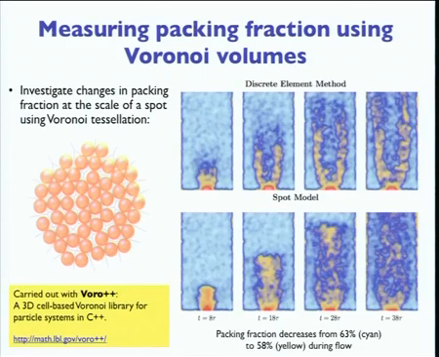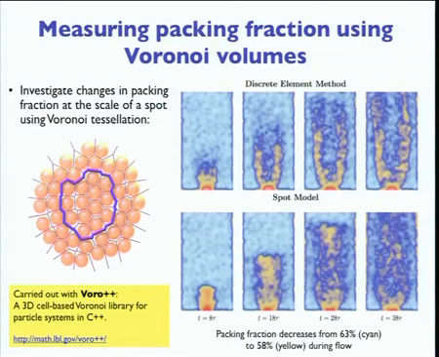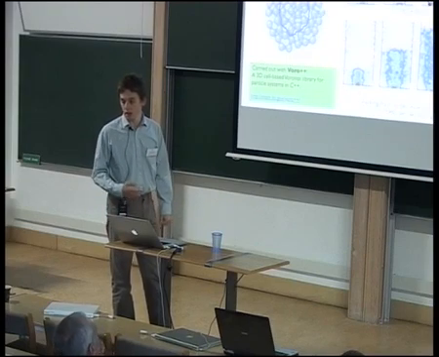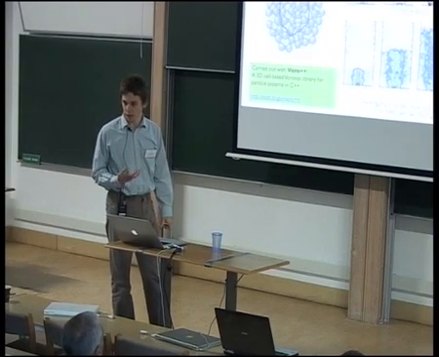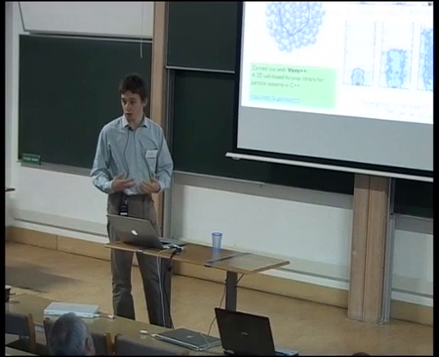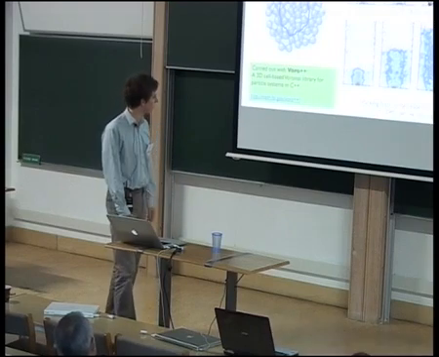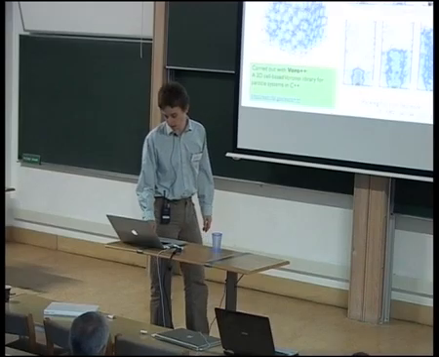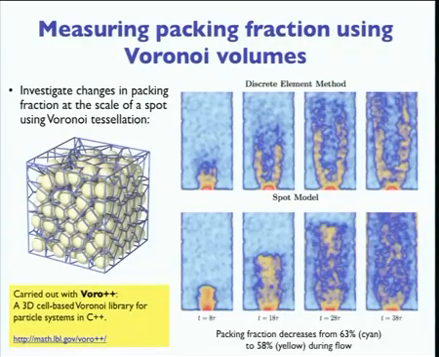One thing that I used was a local Voronoi tessellation to look at very small changes in packing fraction, and we see decreases of around 5% during flow. You can see a key difference here between the discrete element method, where your dilation is concentrated in areas of high shear, and the spot model, where your dilation is in the areas of highest flow. That was just one example where you could see some difference.